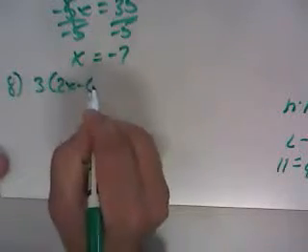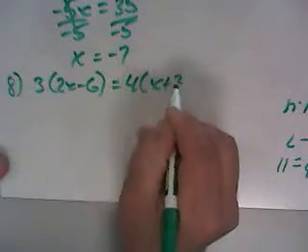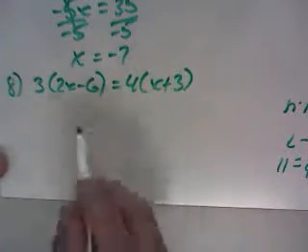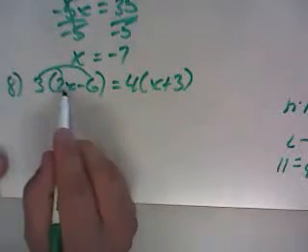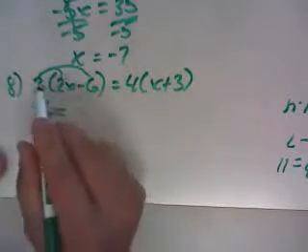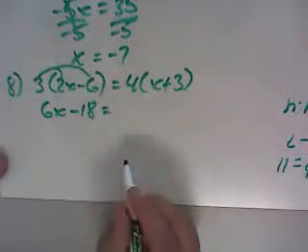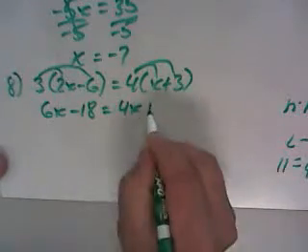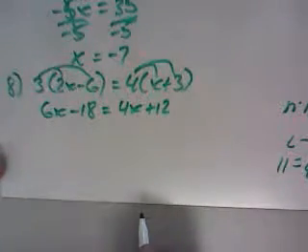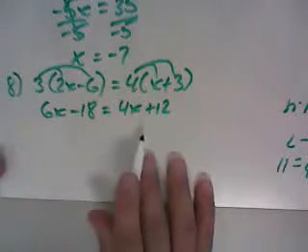3 times 2x minus 6 is equal to 4 times x plus 3. Well, if I distribute to get rid of the parentheses, I'm going to distribute the 3. 3 times 2x is 6x. 3 times negative 6 is negative 18. That is equal to 4 times x and 4 times 3, which is 12. So we just did the distributive property. We got rid of the parentheses.